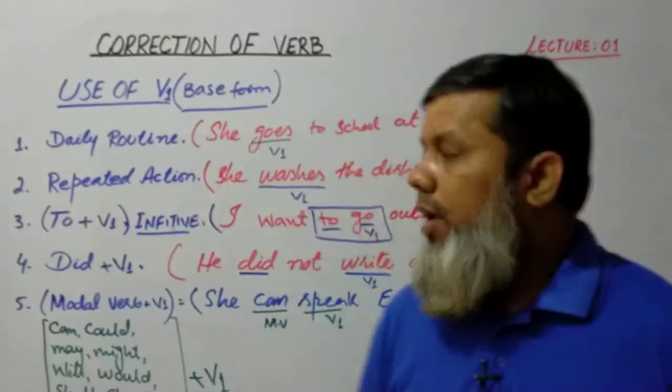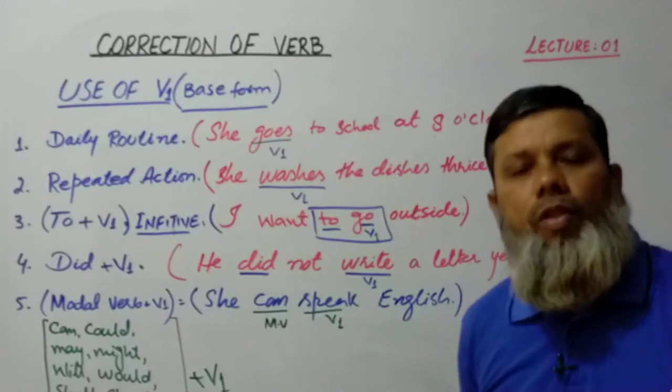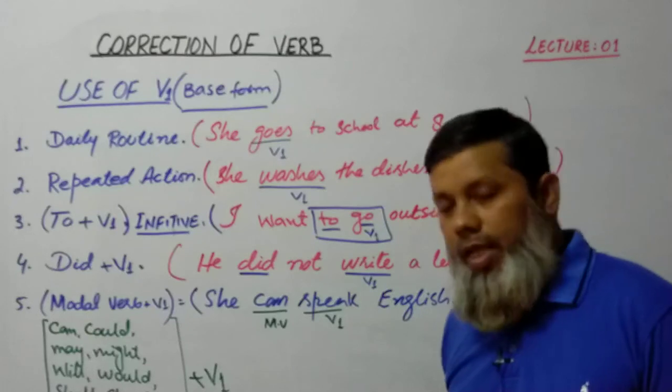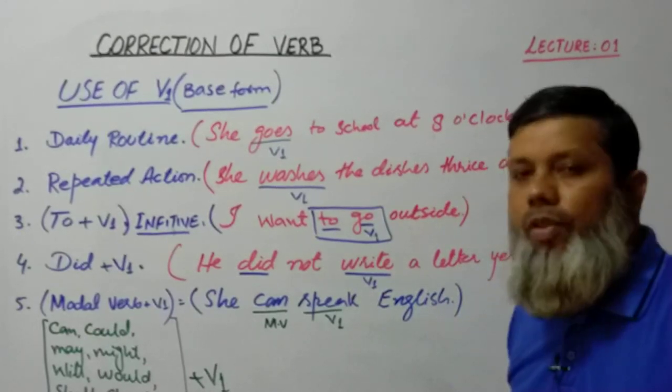Today, we have learned the 5 uses of the first form of the verb, or the base form of the verb. Inshallah, in the next lecture, we will learn more, because there are 12 or 13 usages of the first form of the verb.